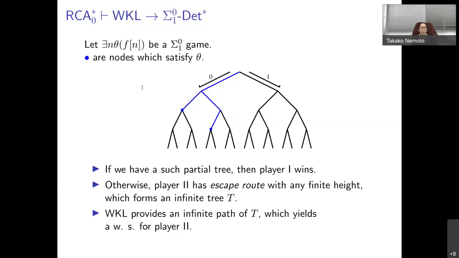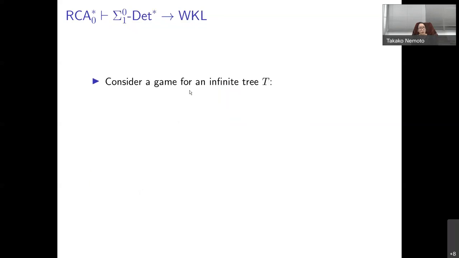So this is a proof of determinacy from weak König's lemma. The other direction, from determinacy to WKL, we consider such a game. So for a given infinite binary tree T, we have to find a path of T.